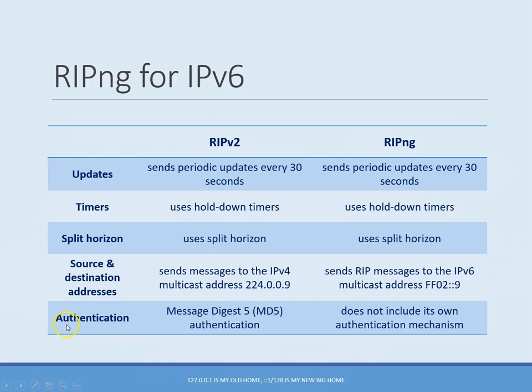Okay, in terms of authentication, RIPv2 uses either plain text or message digest 5 or MD5, while RIPng does not include its own authentication mechanism, and the authentication is provided by the standard IPsec, the IP security protocol, which is defined in the IPsec protocol for IPv6.